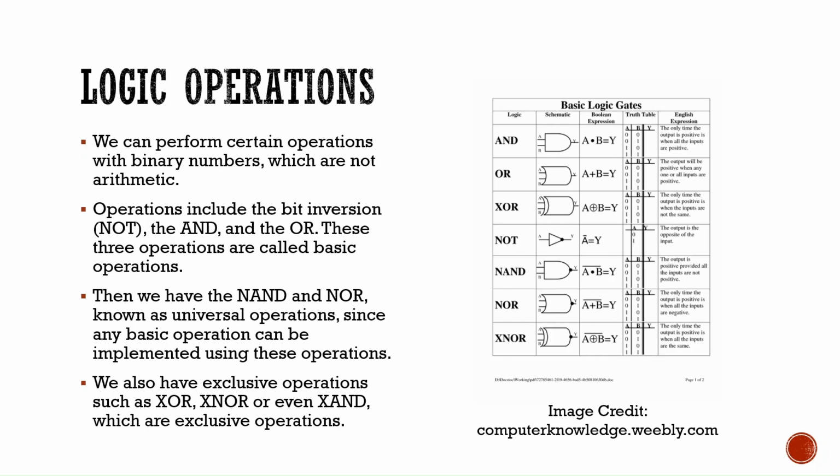So let's look at the logic operations. We can perform certain operations with binary numbers which are not arithmetic. They include operations like bit inversion, which is NOT, the AND and the OR. These three operations are called basic operations. Then we have the NAND and NOR, known as universal operations, since any basic operation can be implemented using these operations. We also have exclusive operations such as XOR, XNOR, and even ZAND, which are exclusive operations.